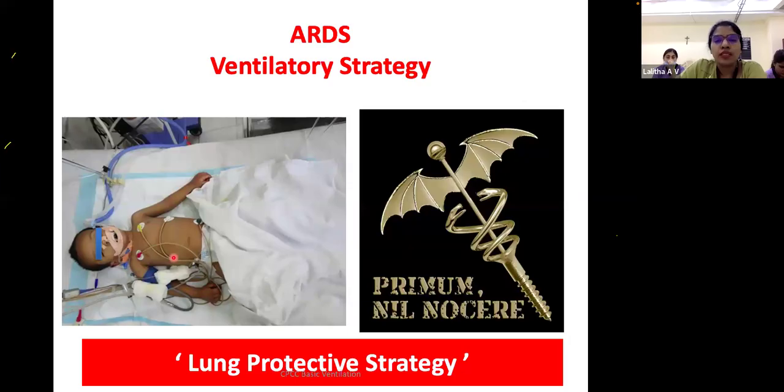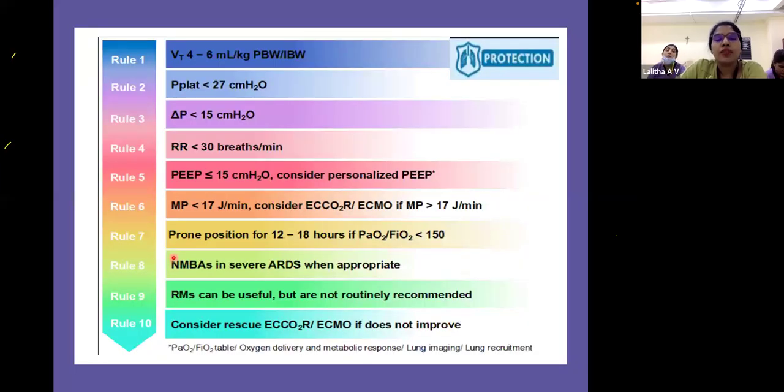So in a nutshell, when you are ventilating an ARDS lung, remember this rule of 10. Tidal volume 6 to 8 ml per kilo of ideal body weight. Monitor PEEP plateau less than 28. Simultaneously look at the driving pressure less than 15. Respiratory rate should be physiological respiratory rate. This is an adult recommendation, you can ignore this. PEEP, avoid keeping high PEEP.